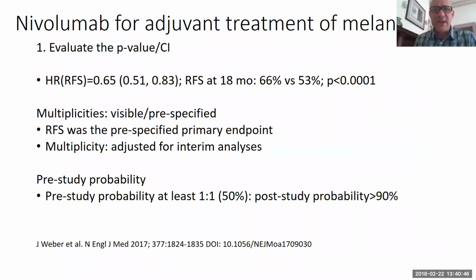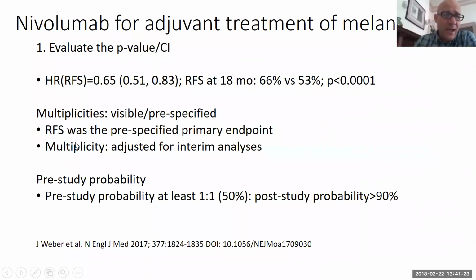And I've given some estimates there of the recurrence-free survival at 18 months. It was 66% in the nivolumab arm versus 53% in the comparator arm, which wasn't placebo, it was ipilimumab, an older immune therapy which is more toxic than nivolumab. So nivolumab looks like it has benefits over the older treatment, ipilimumab. Now, if we look at the first sub-step, which is multiplicities, recurrence-free survival was the pre-specified primary endpoint. So there was no reporting bias or endpoint hunting there.